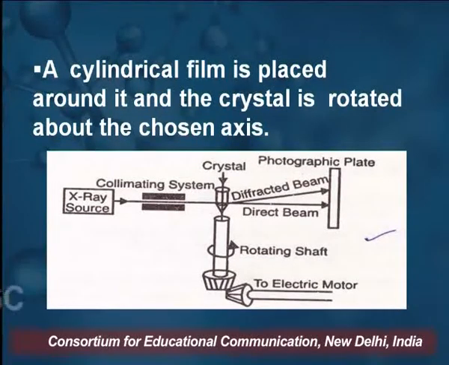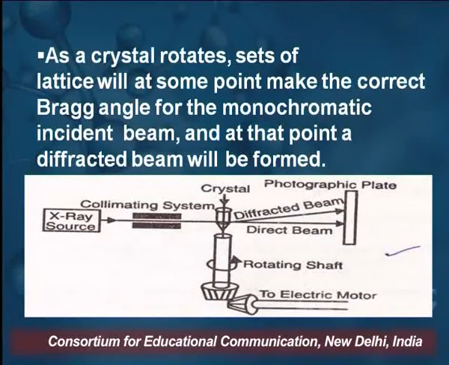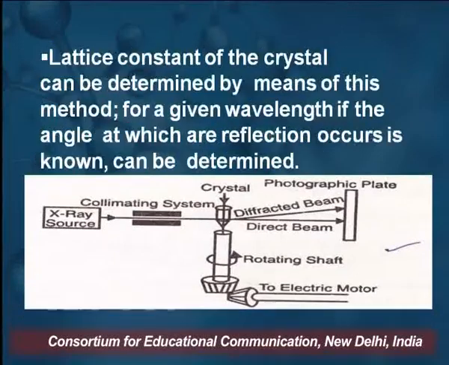A cylindrical film is placed around it and the crystal is rotating about the chosen axis. As the crystal rotates, the lattice planes will at some points make the correct Bragg's angle for the monochromatic incident beam. Again we can record only those reflected beams which obey Bragg's law. Those beams which satisfy the Bragg's angle can be recorded, and at that point the diffraction beam will be formed and we can get the pattern.